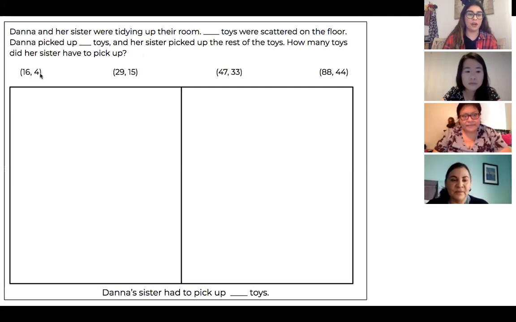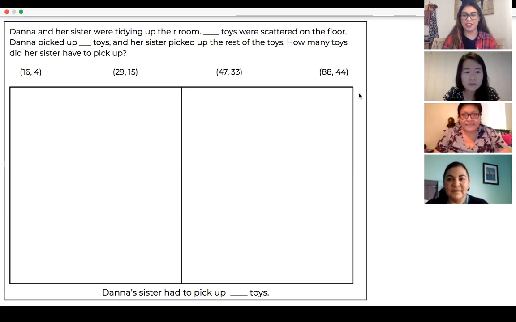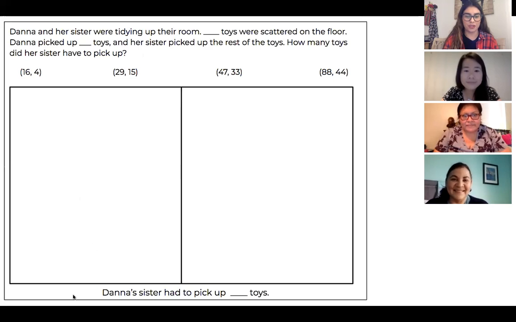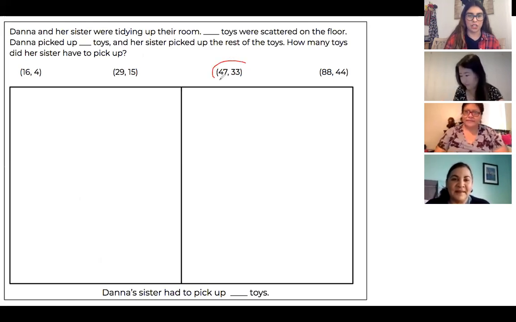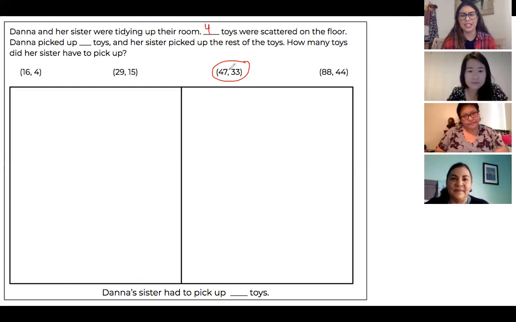So we have 16 and 4, 29 and 15, 47 and 33, 88 and 44. So Ms. Hernandez, because you are here today, can you choose the number set that we're going to be using? Sure. I'd like to try 47 and 33. She wants to challenge us. Yes. 47 and 33. And so then we put in the number in the correct space. Remember, I did see some friends in my class put the numbers in the wrong place. Remember, the first number goes in the first blank, and the second number goes in the second blank.